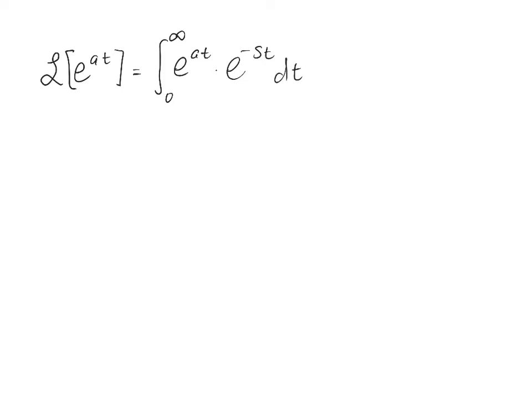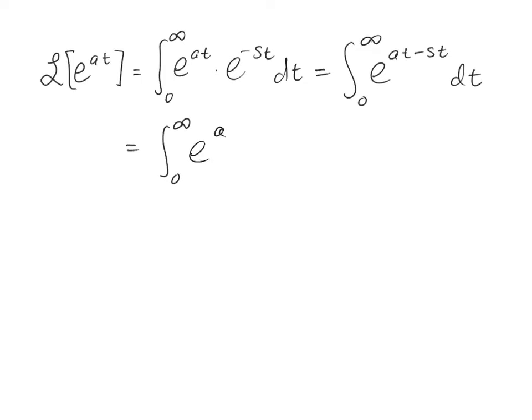dt. Now, to find this integral, we're going to use the rules of exponents to combine that into one single exponential. So that's the integral from 0 to infinity of e to the at minus st with respect to t. And now we'll go in and factor out that t in the exponent. So once again, the integral from 0 to infinity of e to the a, let's make that a little nicer, a minus s times t with respect to t.